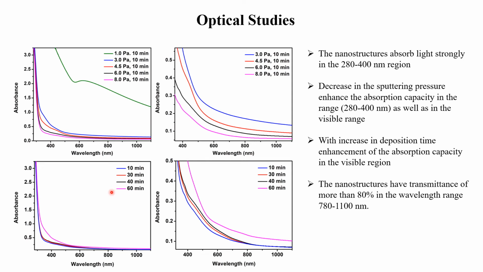And as shown in this figure, the variation in deposition time, and this is the enlarged version of this figure. The nanostructures have transmittance of more than 80% in the wavelength range 780 to 1100 nanometer.